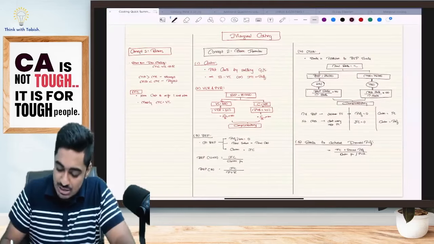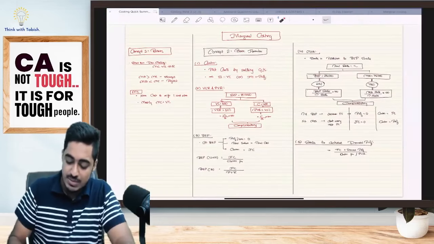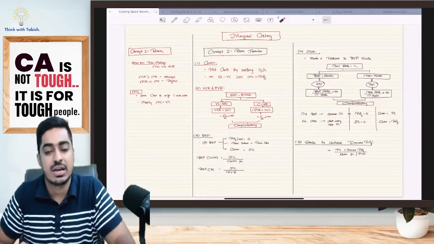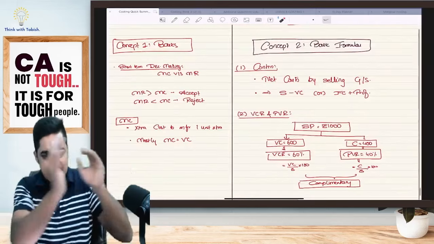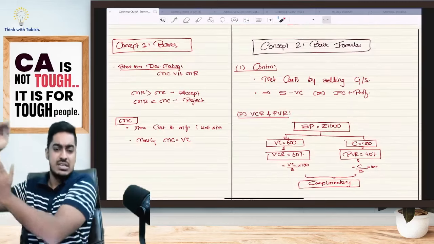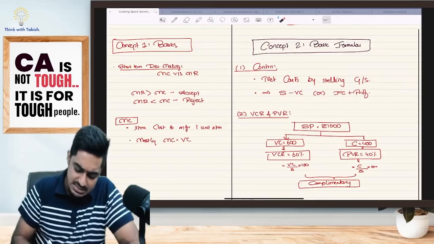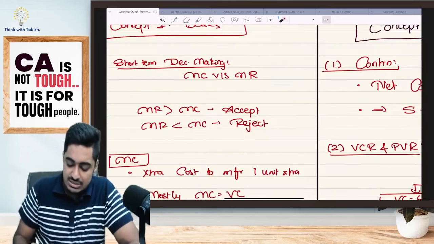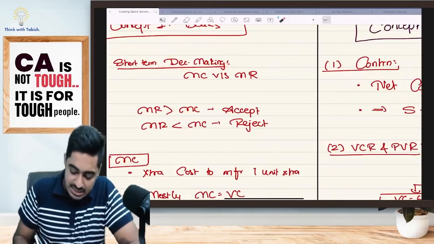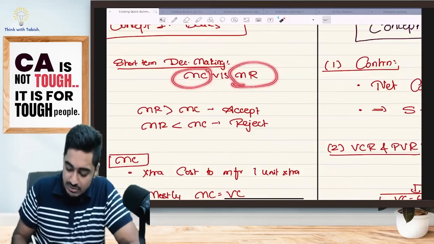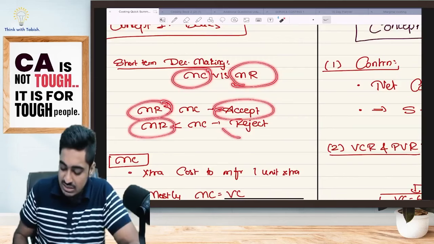First, quickly revise whatever things we've discussed. Marginal costing, the entire chapter we bifurcated into 3 main concepts. First is basics, second is basic formulas, third is special situations. Basics: how do we take a decision? Simple, compare your marginal cost with marginal revenue. If marginal revenue is greater, accept the decision. If marginal revenue is lower, reject the decision.